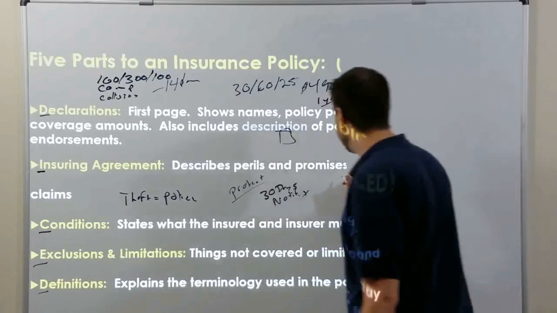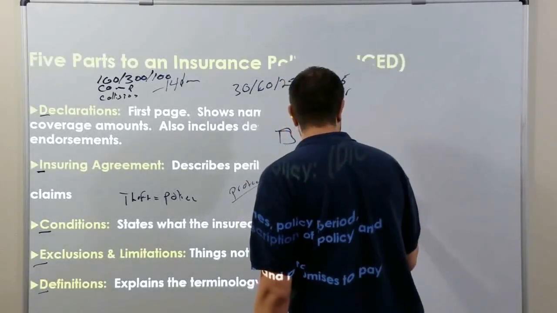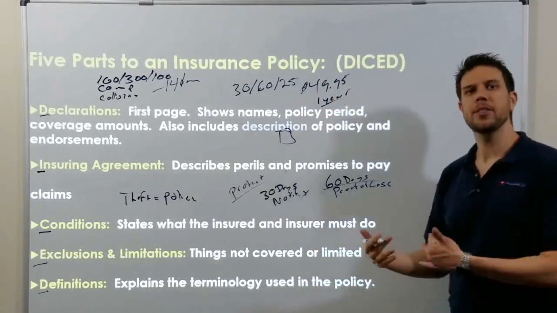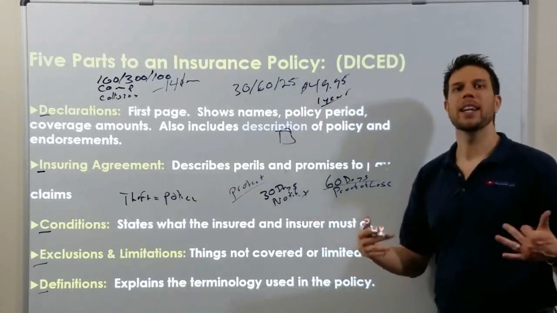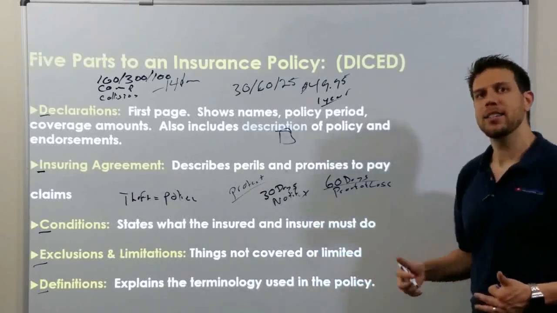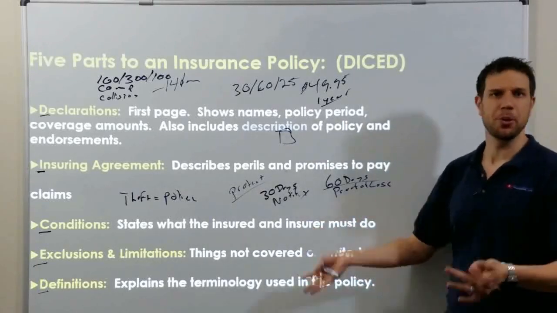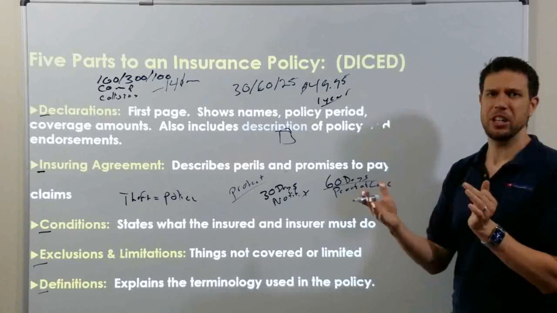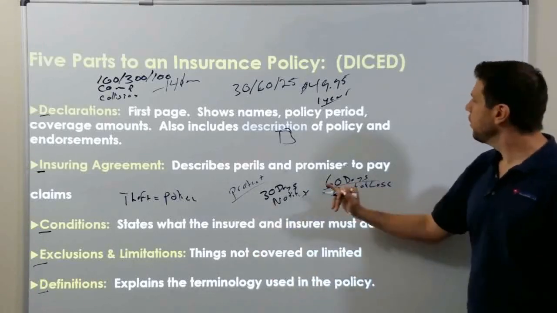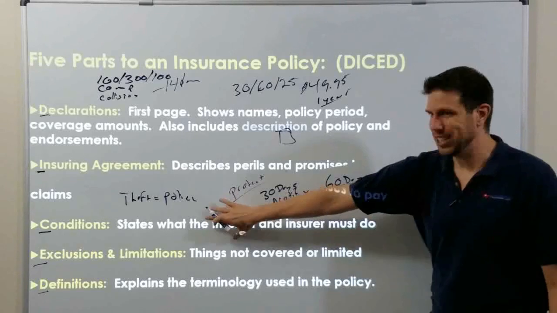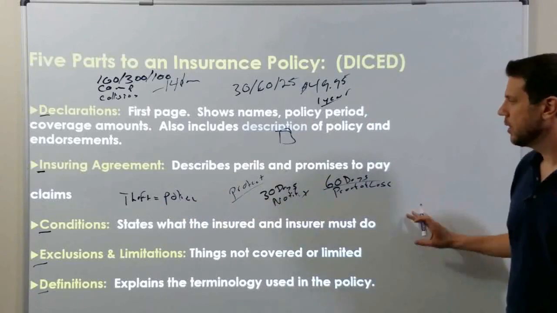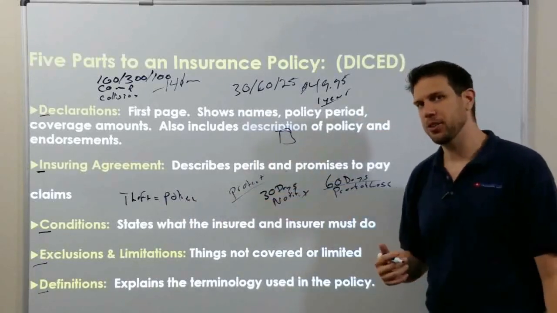You also have 60 days to submit proof of loss. Proof of loss is a signed, sworn statement showing that you actually lost something. Typically, it is the claims adjuster who comes out and takes pictures of your property. Then you'll sign a loss statement saying you lost $10,000. Proof of loss, you have 60 days to prove that you actually had a claim. So conditions are your duties after a loss. It's what you have to do, what the insurance company has to do.